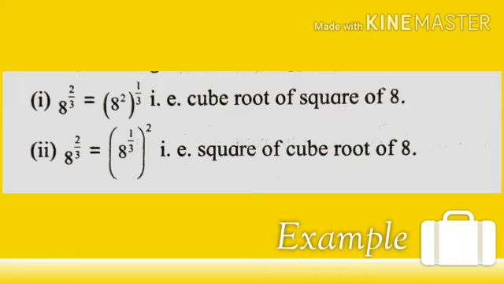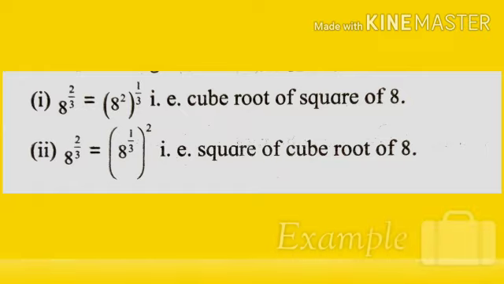Now, see both the examples carefully. In both the examples, the number is same. Only we are representing the same number in two different ways. In the first, we have written in the form root of power, and in the second, we have written in the form power of root.